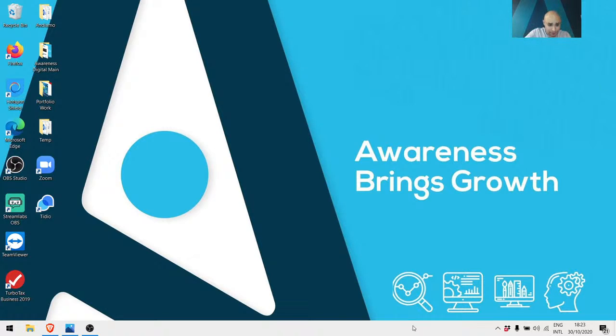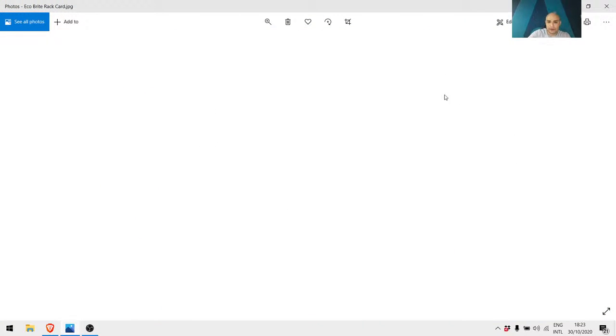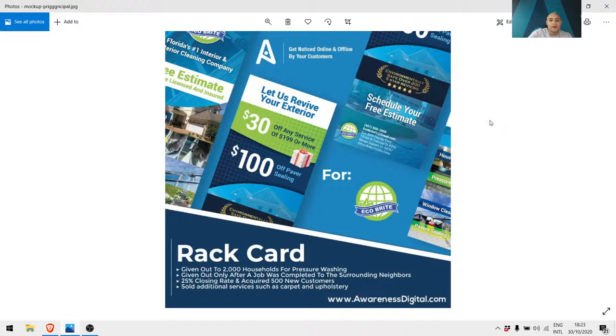campaigns take some time. So what you're going to see here is a rack card. Oh my gosh, it disappeared. Okay, there we go. So this is a rack card we created for a customer. They're called EcoBright. And God, when did we create that for them? I don't know, I think this was probably a few months ago.